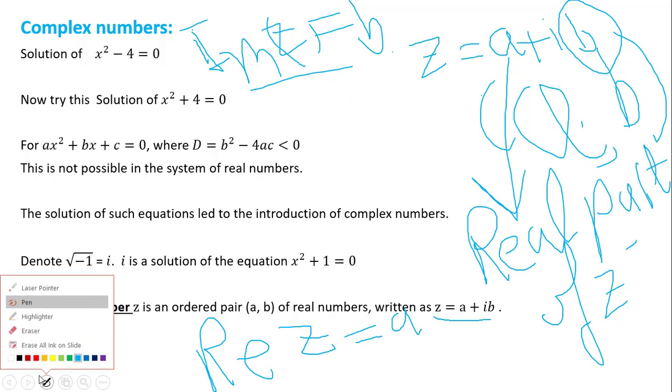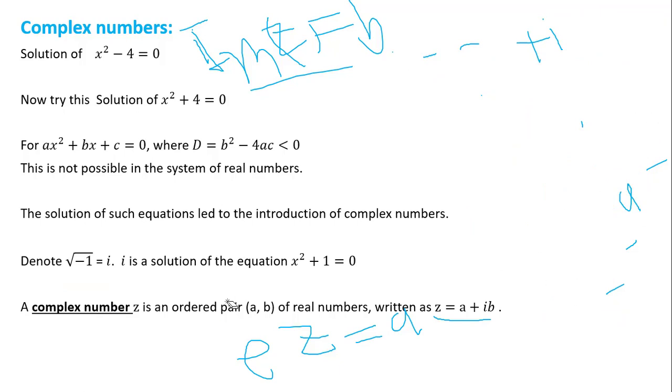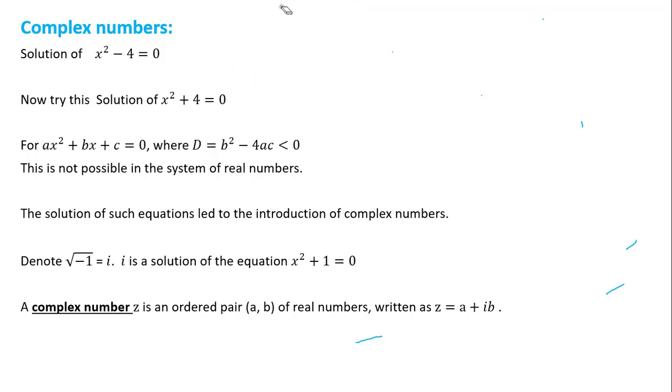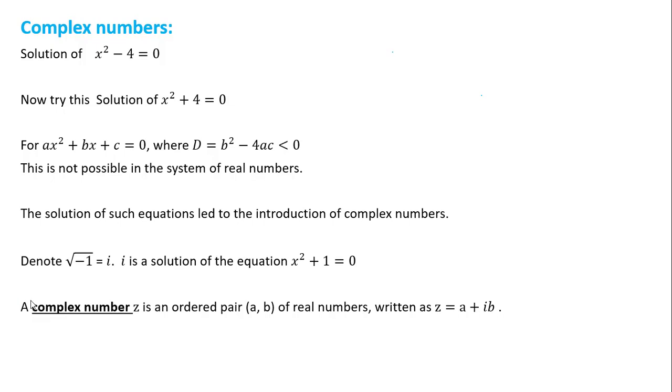So any complex number can be written as real part plus iota times imaginary part. One thing you have to remember here is that a and b are not complex numbers. They are real numbers. But the combination a plus iota b will give us a complex number. So this is how complex numbers are introduced, and this is the formal definition of a complex number.